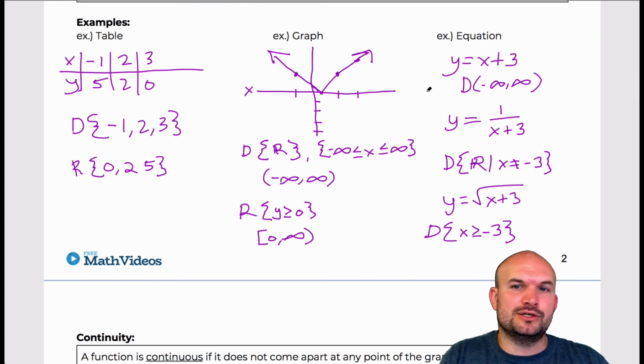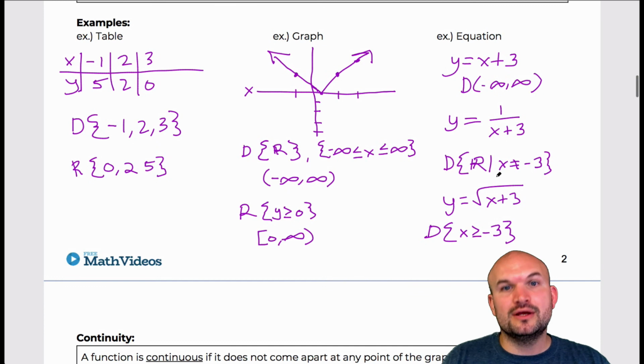So I'm actually not going to say find the range here because we'll find the range later in this chapter. So there you go, ladies and gentlemen. That's your examples for functions and their characteristics. Thanks.